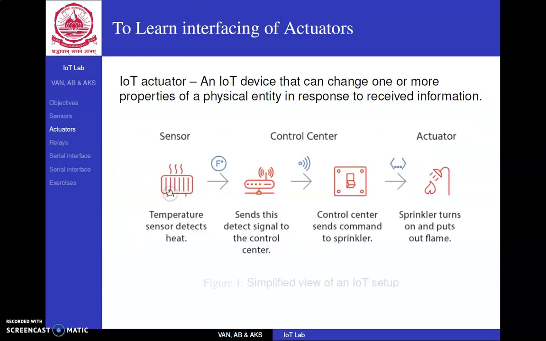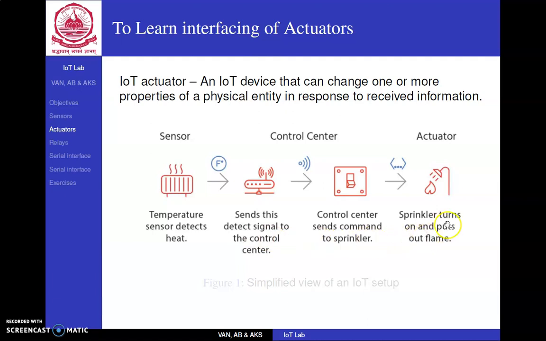So let us move to the actuators. Actuators perform the opposite task of sensors. Sensors bring external world entities into the system, whereas actuators take the control commands and make some changes in the external world. So an actuator is an IoT device that can change one or more properties of a physical entity in response to the received information. Here, if you look, the sprinkler is making a change to its environment based on the control information it has received. In fact, this control information is processed as a result of the sensor input.